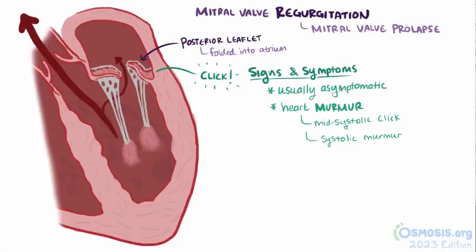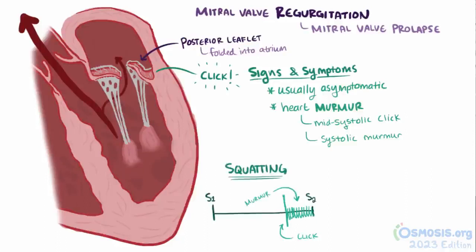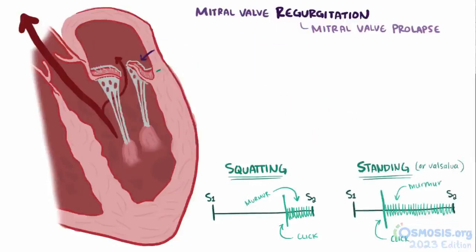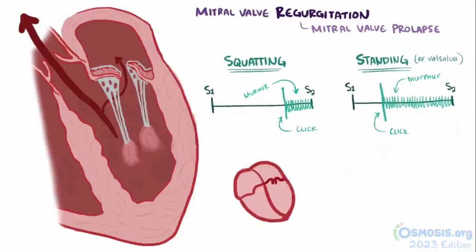The mitral valve prolapse murmur is somewhat unique in that when patients squat down, the click comes later and the murmur is shorter. But when they stand or do a Valsalva maneuver, the click comes sooner and the murmur lasts longer. The reason this happens is that squatting increases venous return, which fills the left ventricle with slightly more blood, and this means that the left ventricle gets just a little bit larger.